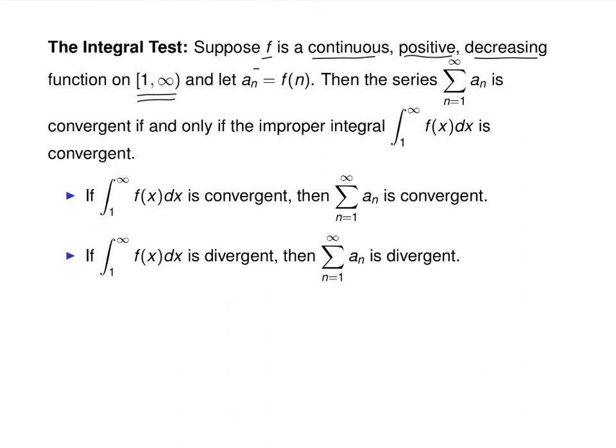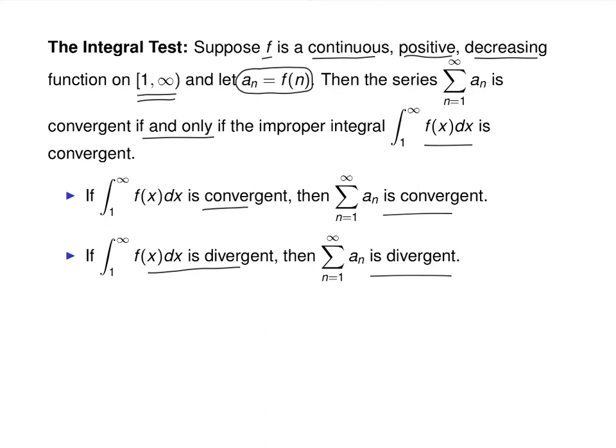And you also assume that the nth term of your sequence is obtained by plugging in n into your function. And what this test says is that your series is convergent if and only if the improper integral is convergent. So what that means is if your integral is convergent, so is your series. If your integral is divergent, then so is the series. So the integral and the series do the same things in terms of convergence and divergence.